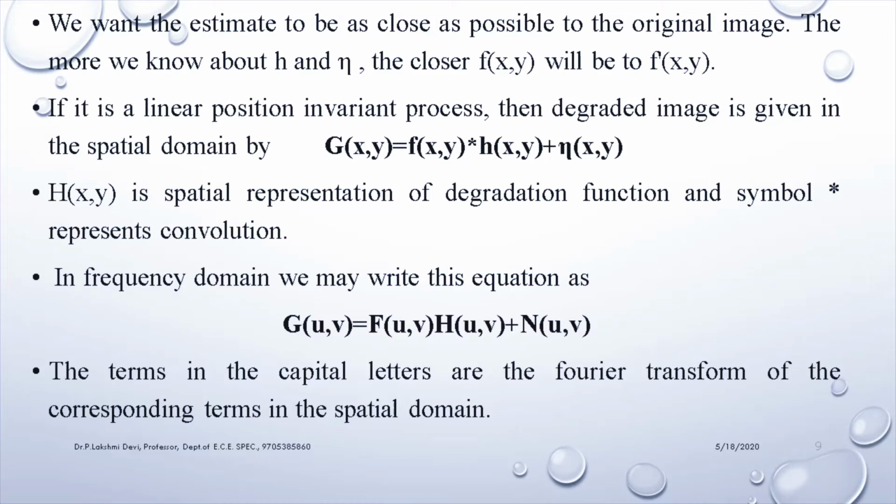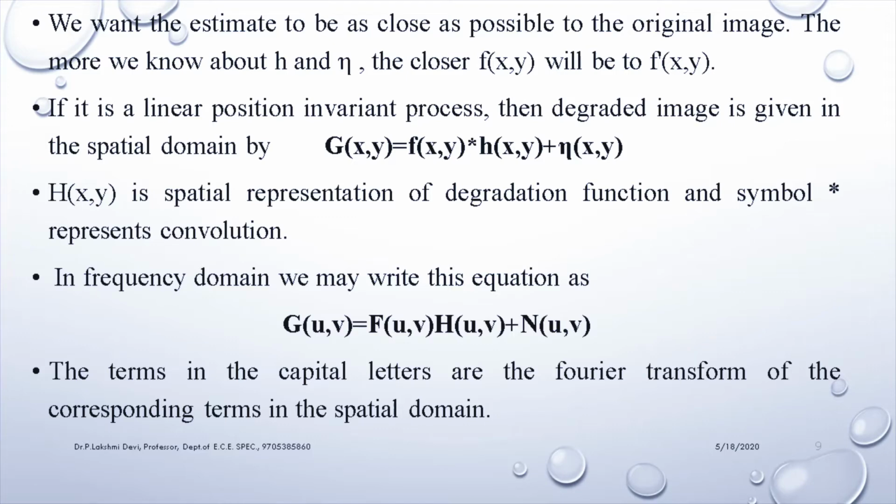g of xy is equal to f of xy convolved with h of xy, where h of xy is a degradation factor and f of xy is an input image, plus additive noise eta of xy. This gives a degraded image in the spatial domain as small g of xy. By mistake it shows capital G, but it is small g of xy, the degraded image in the spatial domain representation.